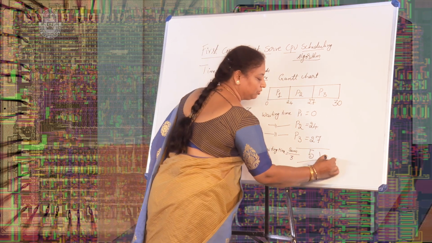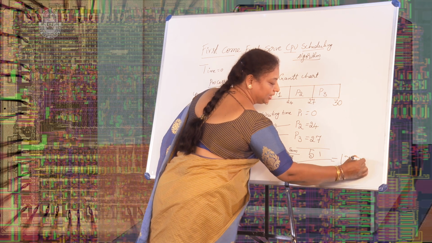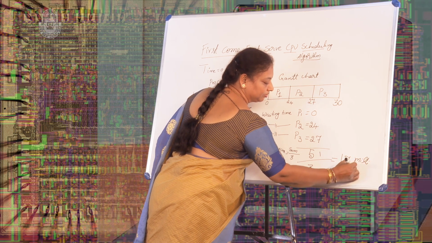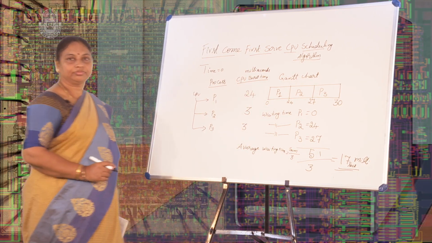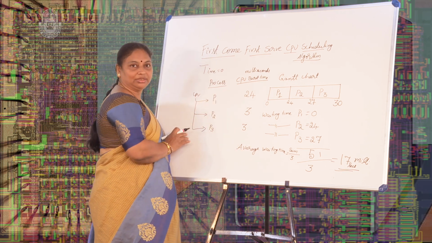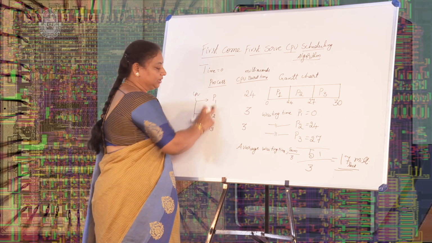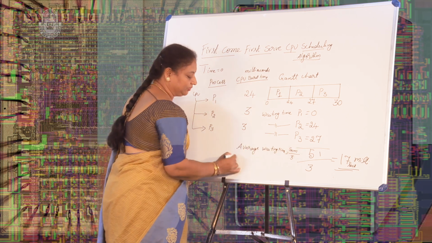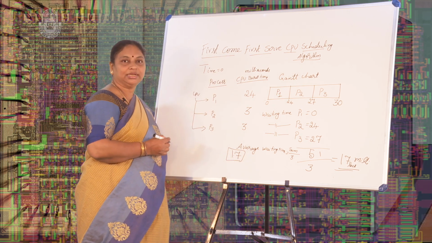And it comes out to be 17 milliseconds. Okay. So in first come first serve algorithm, for this type of occurrence of the processes, the average waiting time is 70 milliseconds.